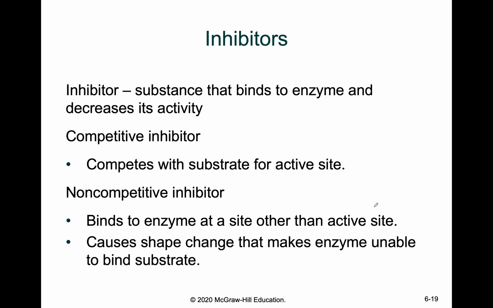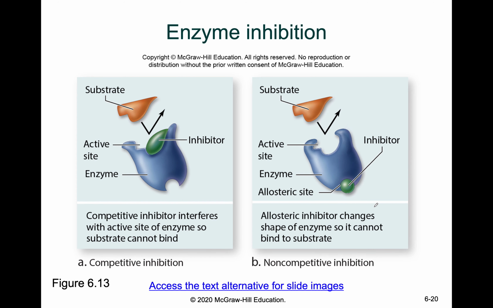But we also have non-competitive inhibitors, meaning that the inhibitor will bind to the enzyme at a different site than the active site. And this binding to a different site causes a shape change within the enzyme, and it can no longer bind its substrate. So let's look at an example of that.